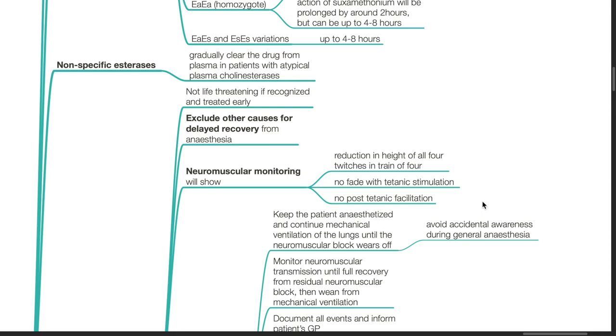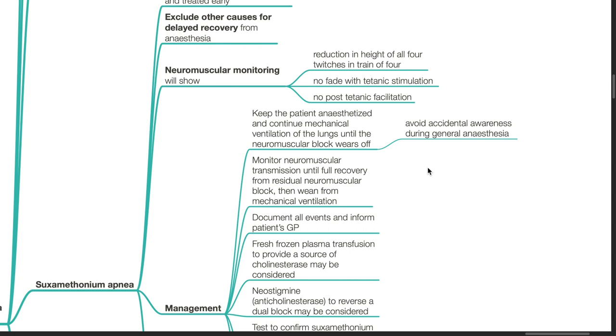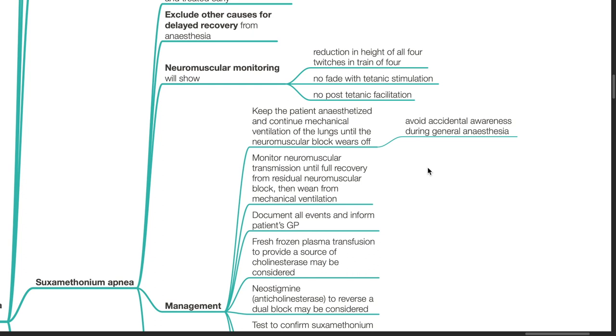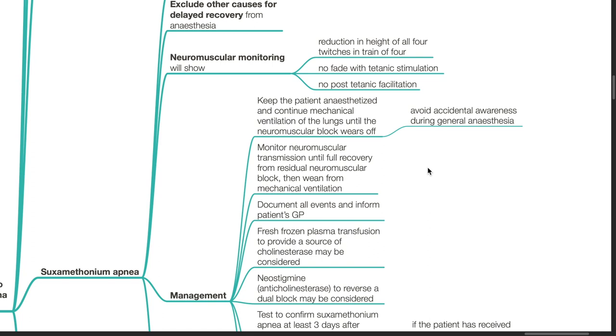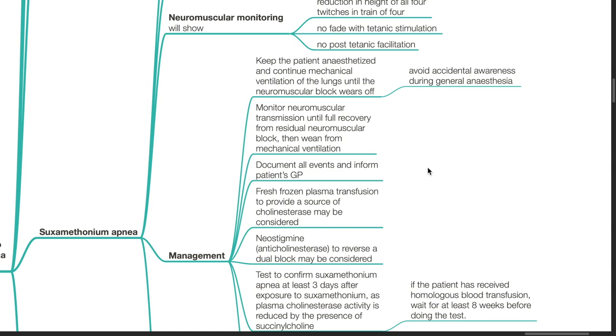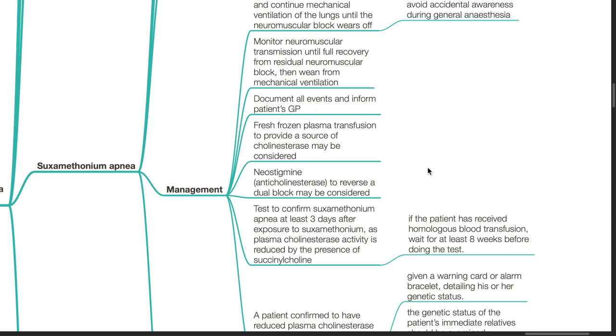Management. Keep the patient anesthetized and continue mechanical ventilation of the lungs until the neuromuscular block wears off. Avoid accidental awareness during general anesthesia. Monitor neuromuscular transmission until full recovery from residual neuromuscular block and then wean from mechanical ventilation. Document all events and inform the patient's general practitioner. Fresh frozen plasma transfusion may provide a source of cholinesterase. Anticholinesterase such as neostigmine may be considered to reverse a dual block.